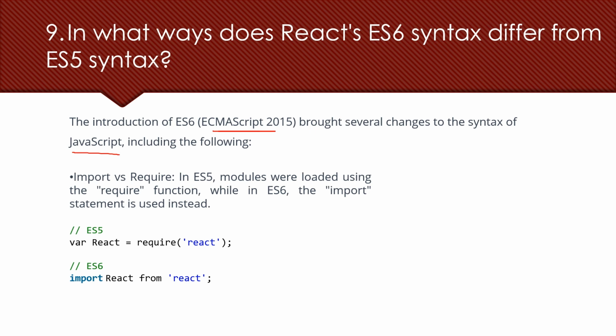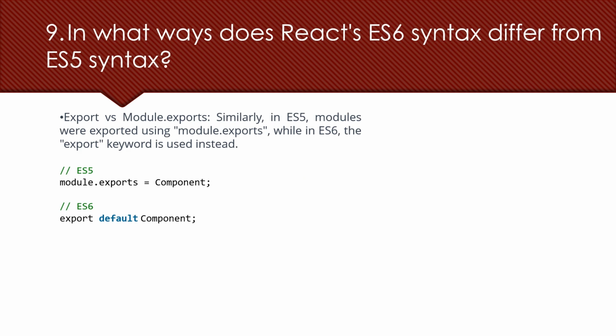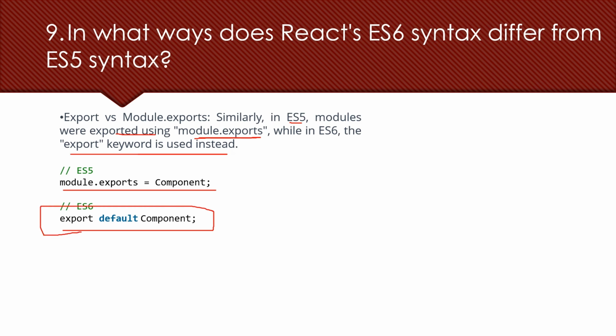First, before ES6, in ES5 we use require, and in ES6 we use import. For example, this is how we write it: we require the React library by variable React equal to require React. But in ES6, we write just import React from React. This is the difference. The second difference is export versus module.exports. Similarly, in ES5, modules were exported using module.exports, but in ES6, the export keyword is used instead. So in ES5, we have module.exports equal to component, while in ES6, we export default component.